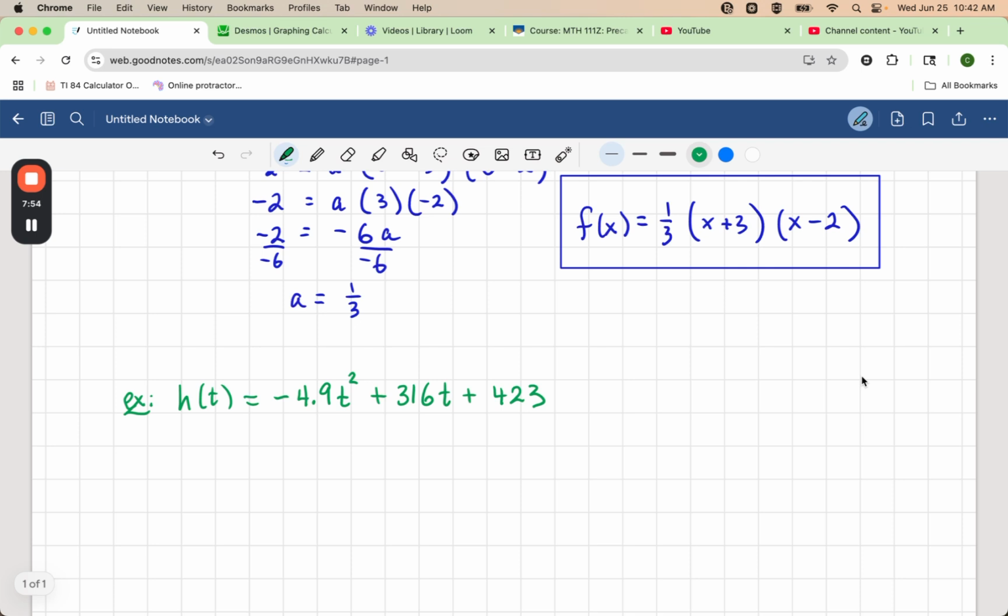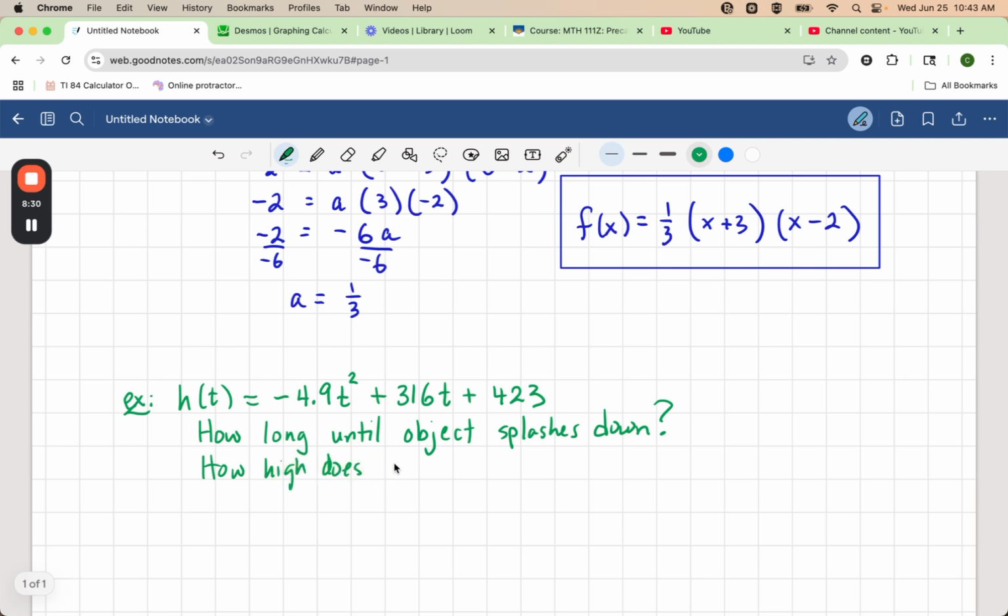For those of us that have had physics before, you should notice that -4.9 is half of gravity in the metric system, right? Metric system gravity is -9.8 meters per second squared. All right, so we're being asked how long does it take for this whatever to splash down? How long until the object splashes down? And then how high does the object get?